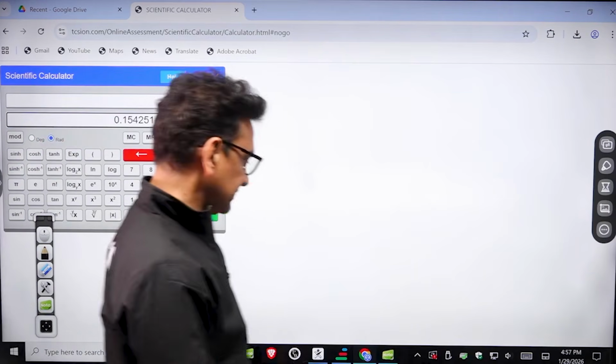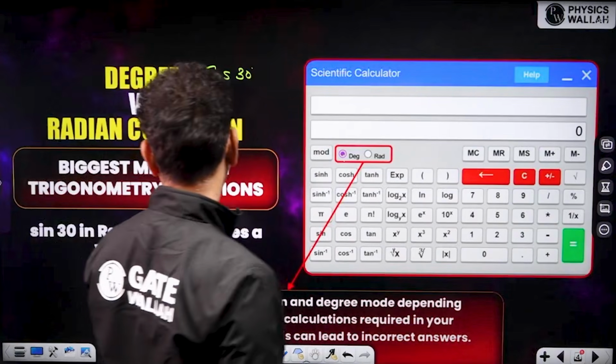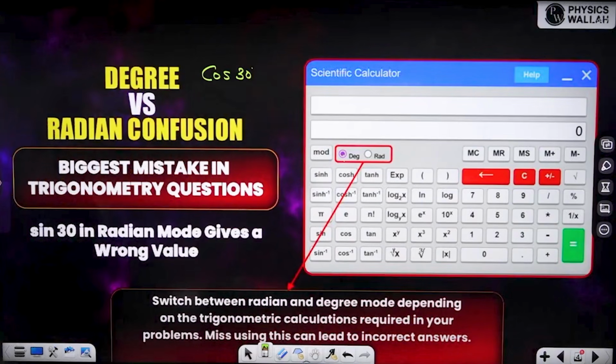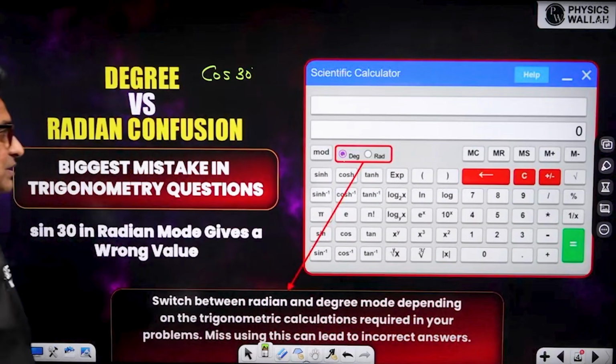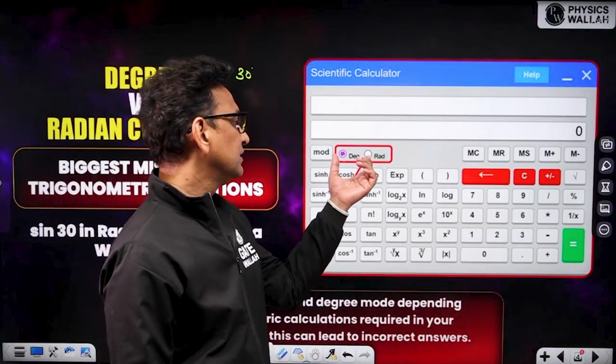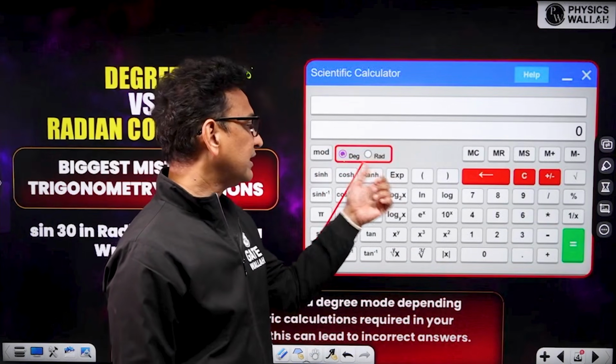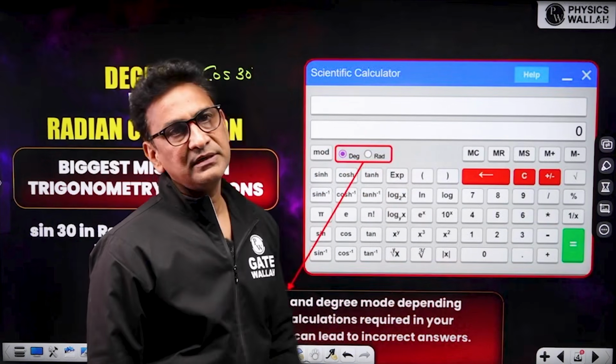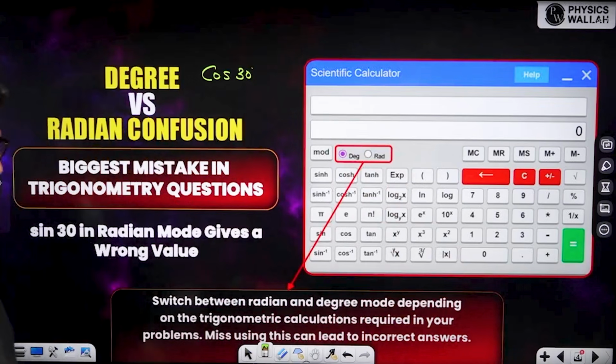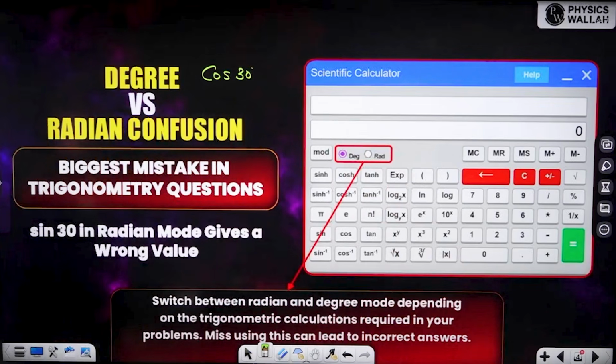So the degree versus radian confusion is always there. Make sure you have chosen degree or radian before putting the angle in the calculator. You can switch between the radian and the degree mode depending on the trigonometric calculation required in your problem.